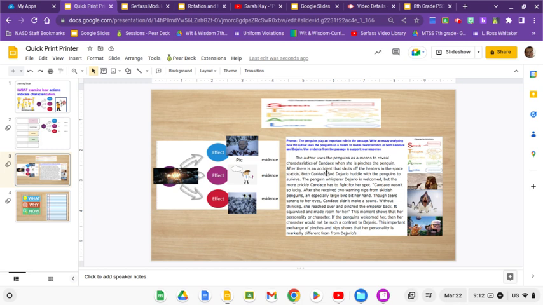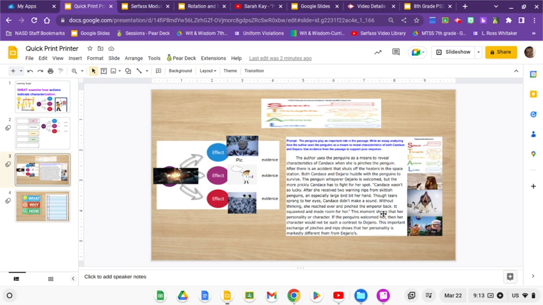After there is an accident that shuts off the heaters in the space station, both Candace and Dahario huddle with the penguins to survive. The penguin whisperer Dahario is welcomed, but the more prickly Candace has to fight for her spot. Quote, Candace wasn't so lucky. After she receives two warning nips from skittish penguins, an especially large bird bit her hand. Oh, there's that penguin biting. Though tears sprang to her eyes, Candace didn't make a sound. Without thinking, she reached over and pinched the emperor penguin back. It squawked and made room for her.